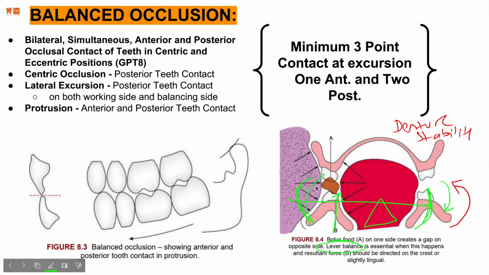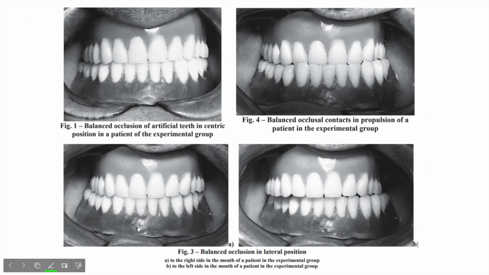Fair enough? Okay, guys. Here are some pictures to depict what we've been talking about. Balanced occlusion of artificial teeth in centric position in a patient of an experimental group. So this is from our research paper that we were considering for the references for this lecture. You'll notice that there's contacts here. There's contacts here in the anterior as well as in the posterior there. The canines are touching here, and that's centric position. Everything's touching. Minimum 3-point contact.